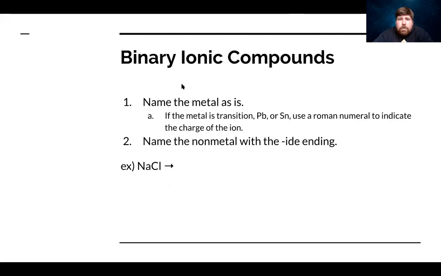So for example, if we have NaCl, a pretty common example here, Na is the metal, and that is going to be sodium. We name it as is. Then you ask yourself, hey, is Na a part of the transition metals? It's not, and it's not Pb or Sn, so I do not need to use Roman numerals to indicate the charge. We're going to name the nonmetal with the IDE ending. So it's chlorine, but we're going to change it to the IDE ending, which is chloride: sodium chloride. So let's go ahead and move on.